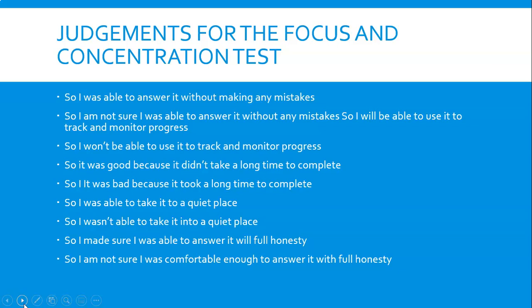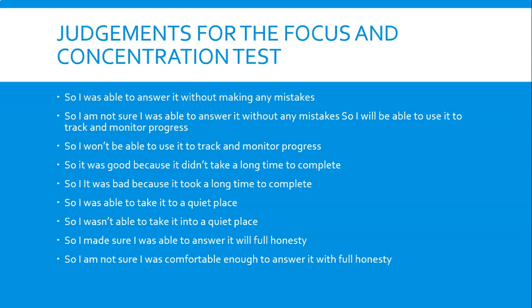So this is where you're saying, so I was able to answer without making any mistakes, or so I wasn't sure I was able to answer it without any mistakes. Oh, I've made a wee mistake there. That should be a little bullet point there, so I'll be able to use it to track and monitor progress. That should be in the next line down. I shouldn't be seeing many, so I won't be able to use it to track and monitor progress because the method should be permanent. You should have been able to save it on a piece of paper or in a document. So it was good because it didn't take long to complete.